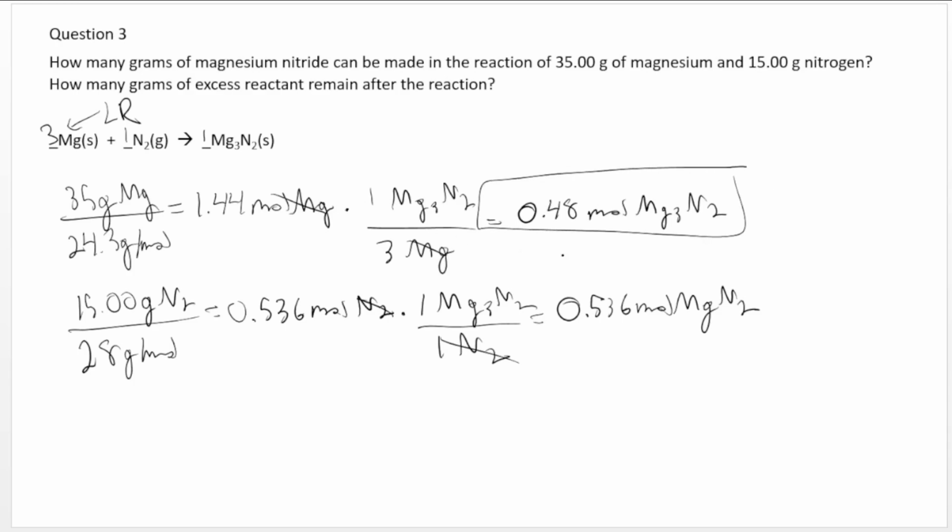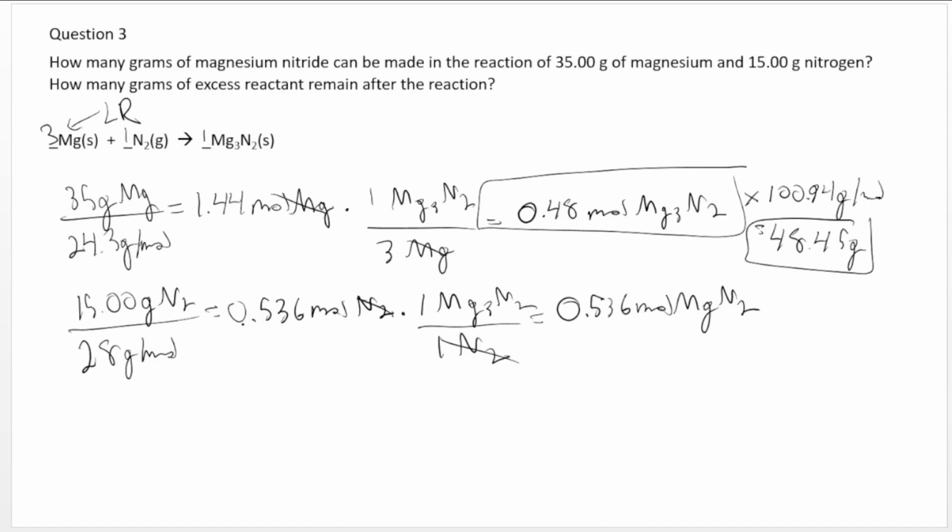How much is that product? We can multiply it by the molar mass of Mg3N2, which is 100.94 grams per mole. 0.48 times 100.94 is 48.45 grams. Okay, that's the amount produced. Next part of the question, how many grams of the excess?